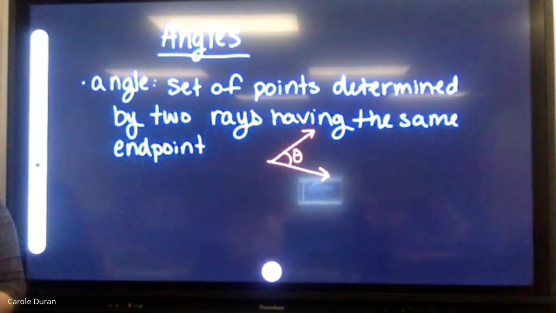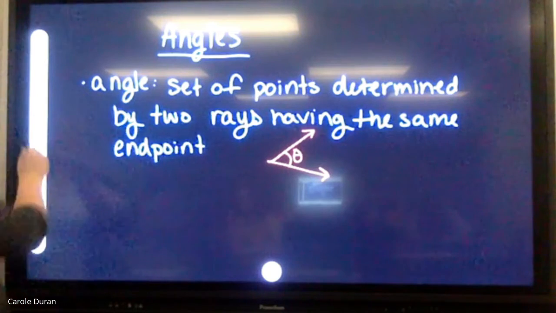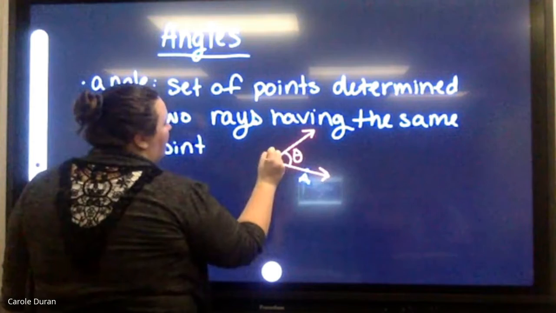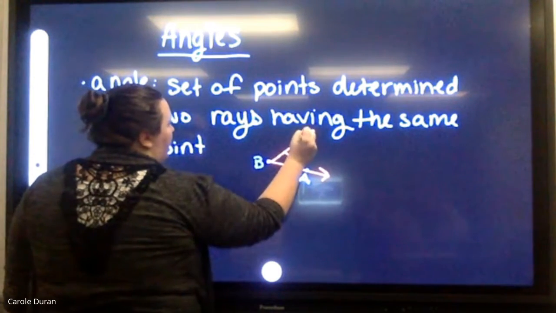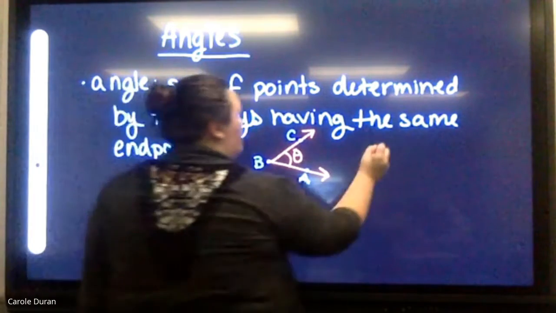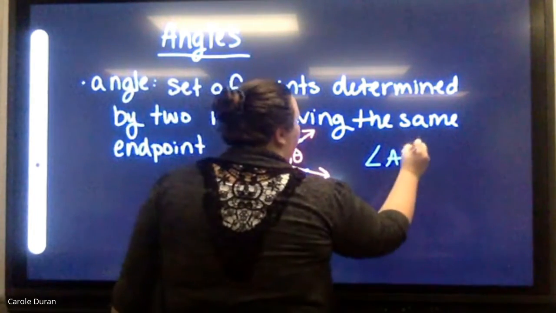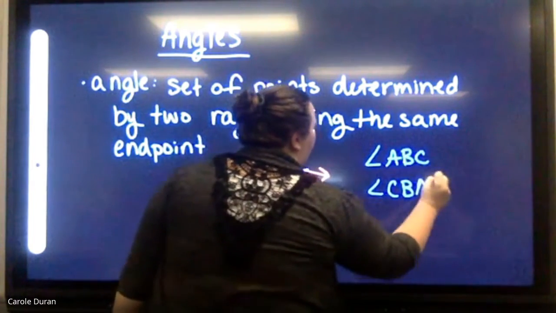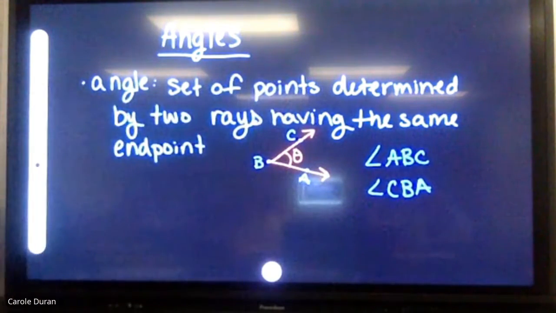We can also name angles based off the points that create it. So for example, if one of my rays had the point A, if the angle itself was point B and my other ray had the point C, I could name this angle as angle ABC or angle CBA. It always has to go in order. Whatever point is at the angle, or the point where the two rays meet, has to be in the center when I'm naming it.